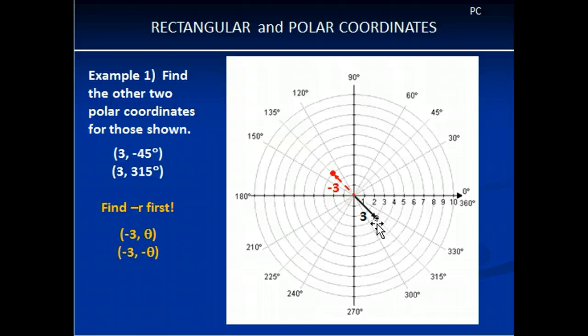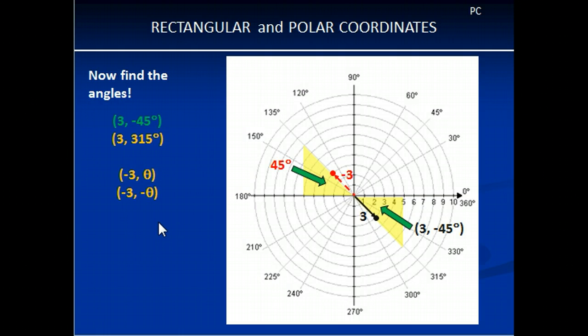So those are given. So the first thing you have to do is find the negative R first. We're going to go on the opposite side, and we're going to go the exact same distance, and where does that end up? So we know that the first thing we have to write down, since we have 2 for positive 3, the other ones are 2 for negative 3. So that's the first thing you have to do. Now you have to find the angles. And in order to do that, it often helps to draw a triangle. So we've got this triangle here.